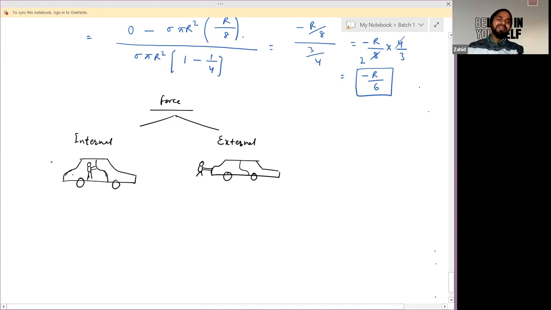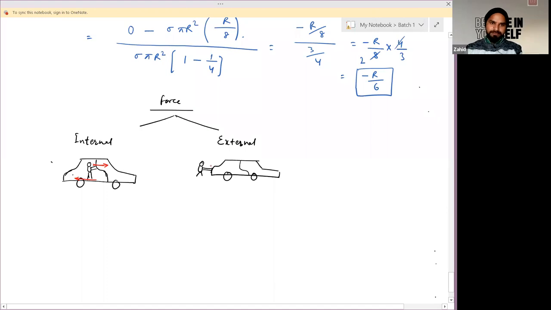Okay, let's say in the first case, if an individual is applying force to this car along this direction, his feet are attached to the car itself, so there will be a reaction force along this direction. So both action and reaction are applied on the same system, that is the car. So these two, action and reaction, will cancel out each other. So there will be no resultant impact of this force.